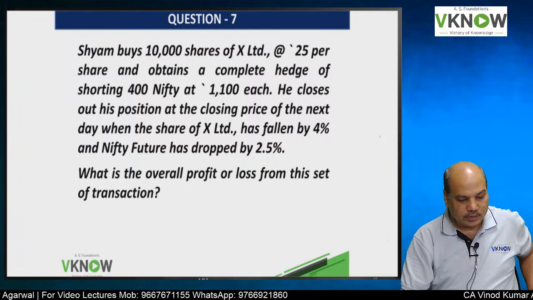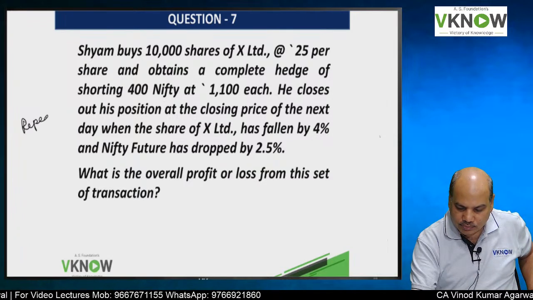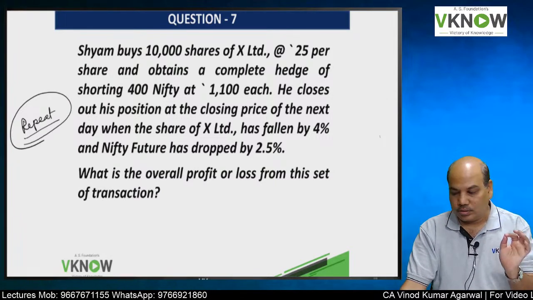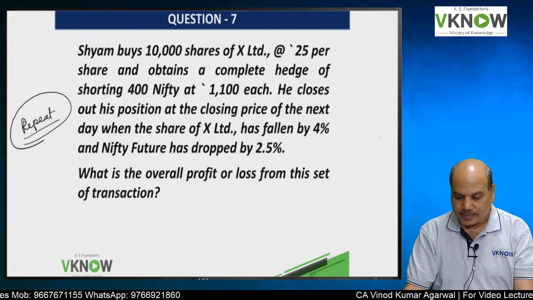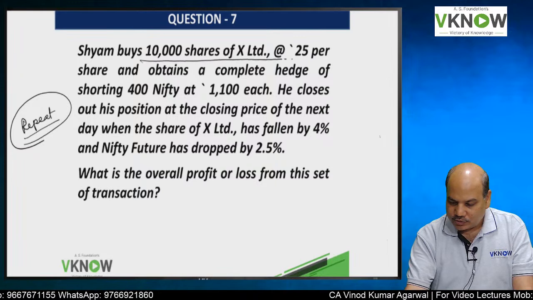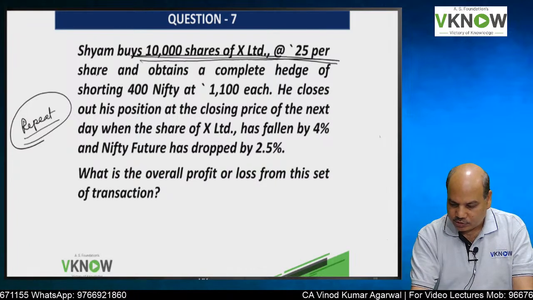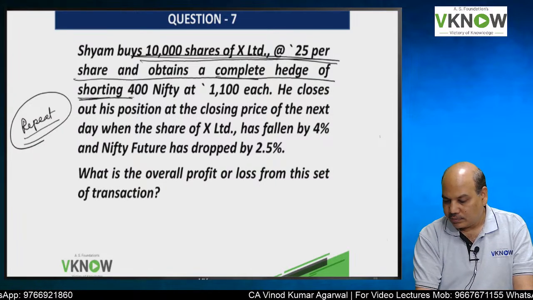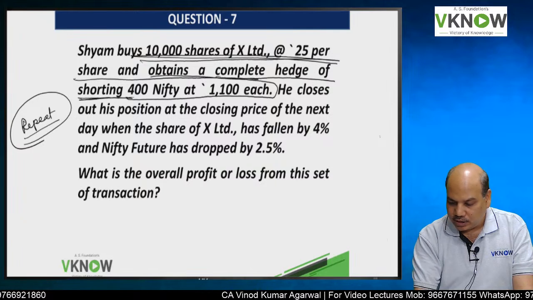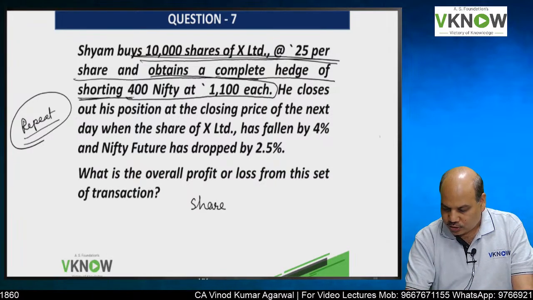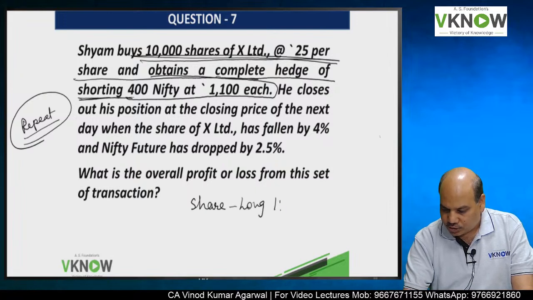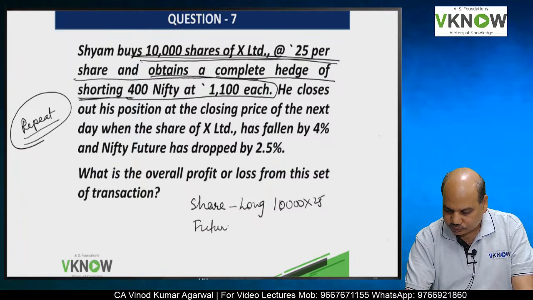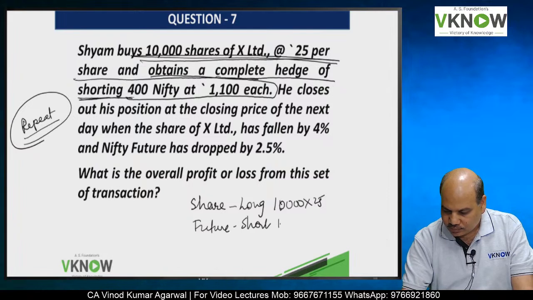Now next question number 7. This is also a repeat question. Long back it was asked, and such questions they ask again and again. Very easy question. Shyam buys 10,000 shares of X Limited at rupees 25 per share and obtains a complete hedge by shorting 400 Nifty at 1100 each. So shares are a long position and future is a short position.